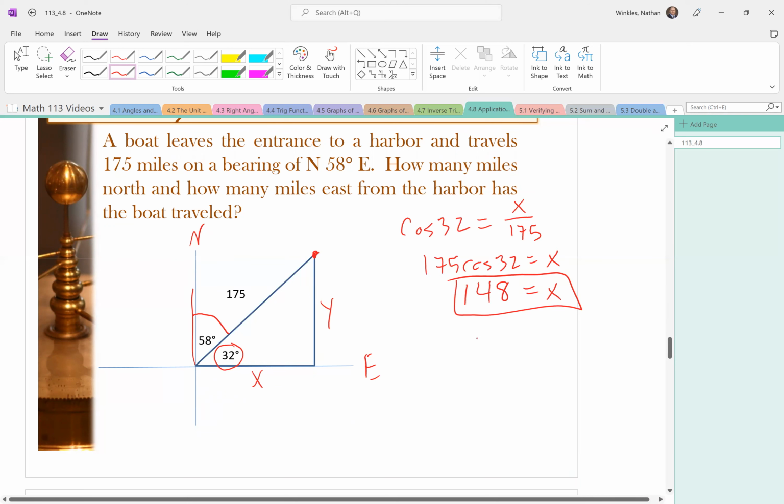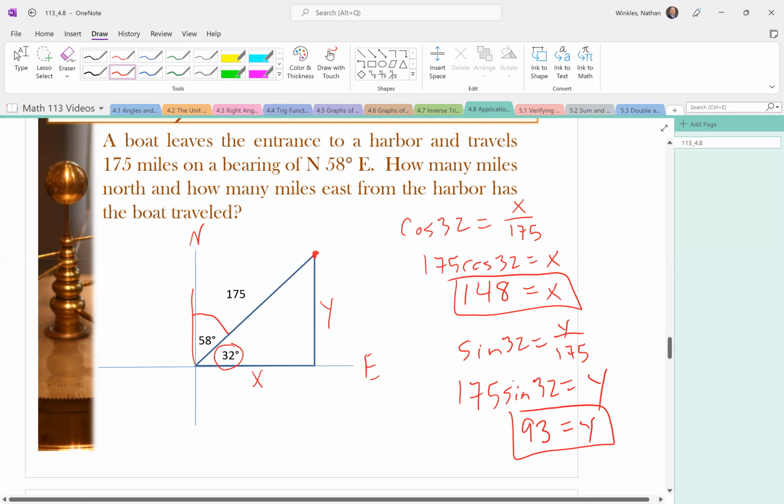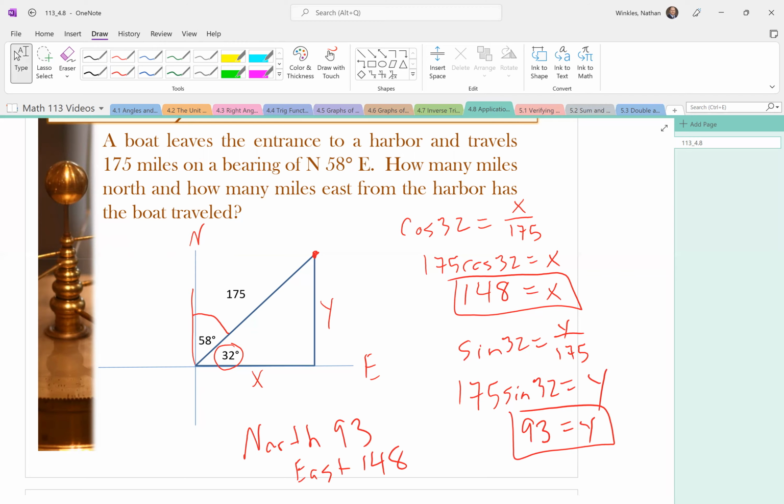To find Y, I'm going to use sine of 32 is equal to Y over 175. So 175 sine 32 is equal to Y. So the nearest is 93 is equal to Y. So how many miles north and how many miles east? So we're going to go north 93. We're going to go east 148. So that's where we're actually at in terms of where the boat is at.